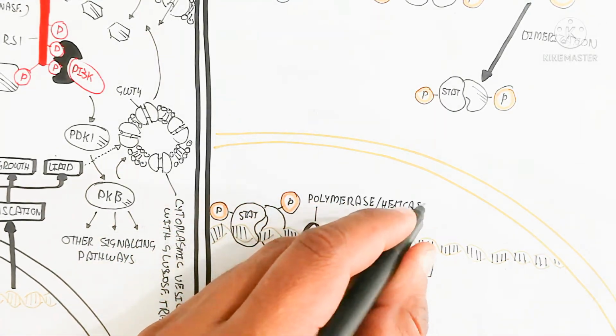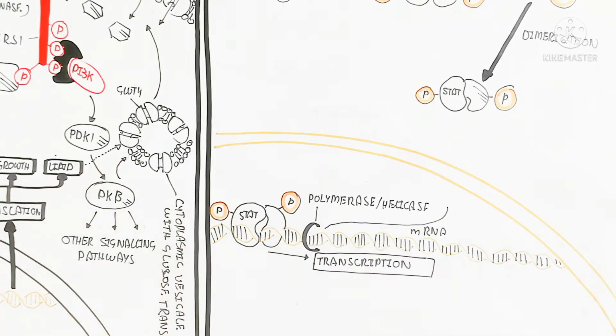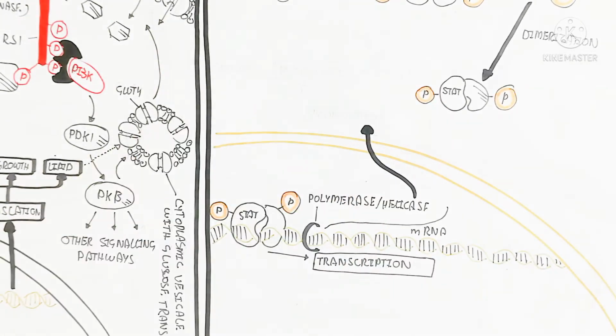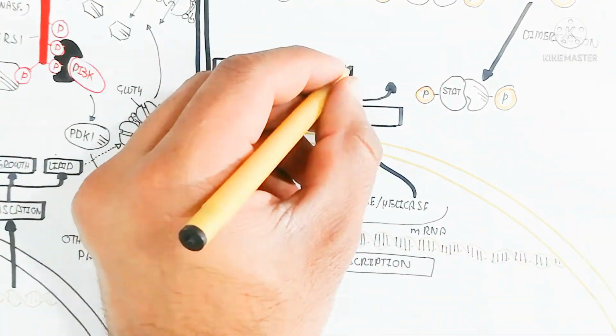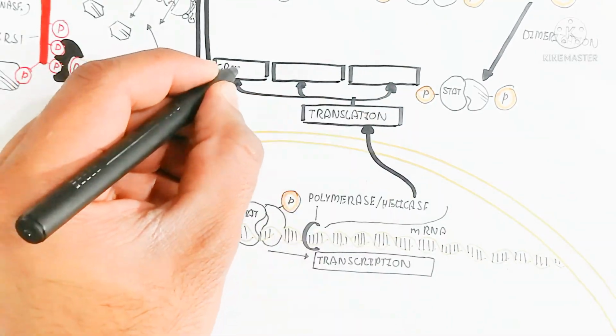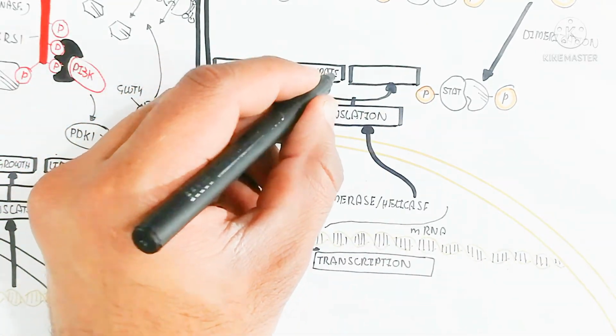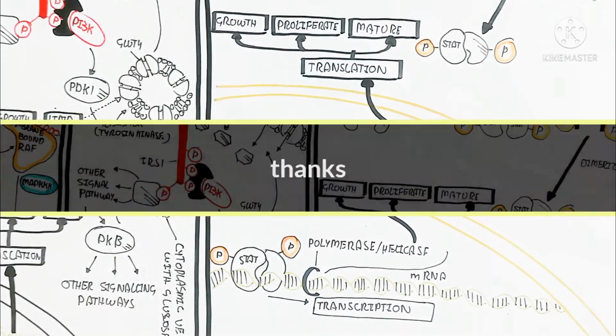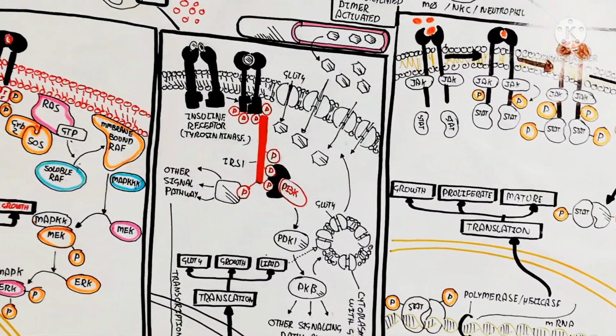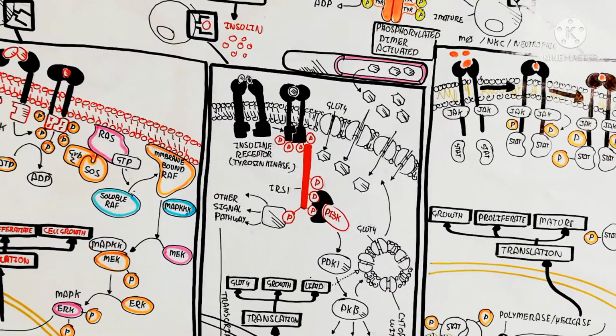After this, the polymerase enzyme and helicase enzyme are used to produce messenger RNA through transcription, leading to translation in the cytoplasm through the ribosome, and growth factor as well as proliferation, maturation and other mechanisms will occur. So this was the tyrosine kinase receptor.